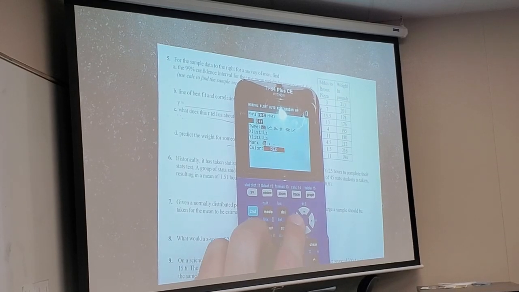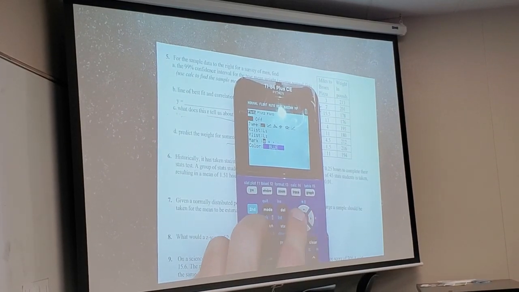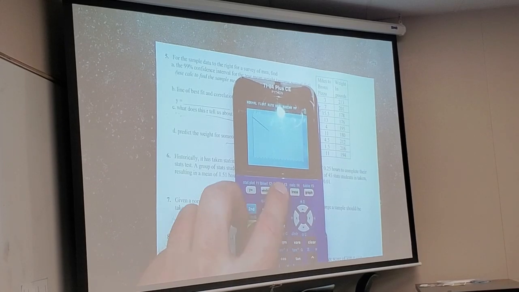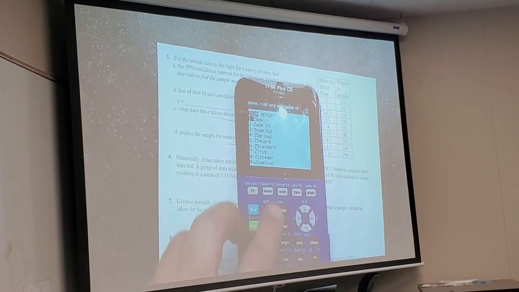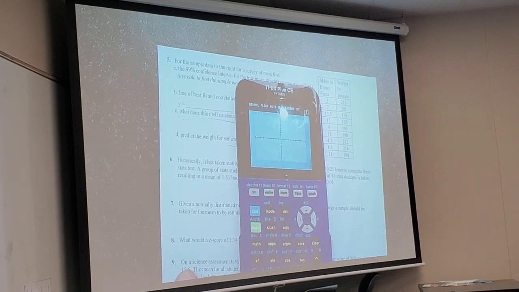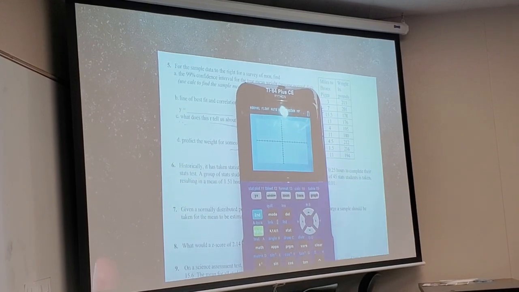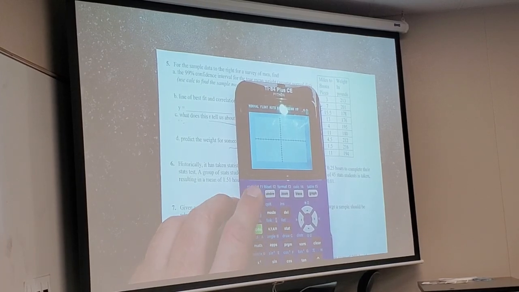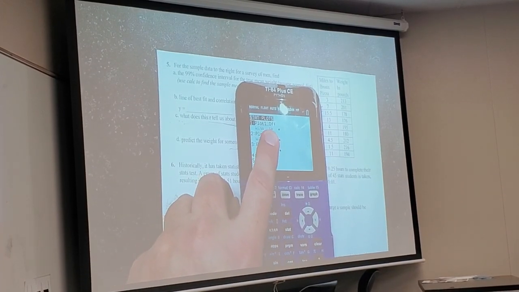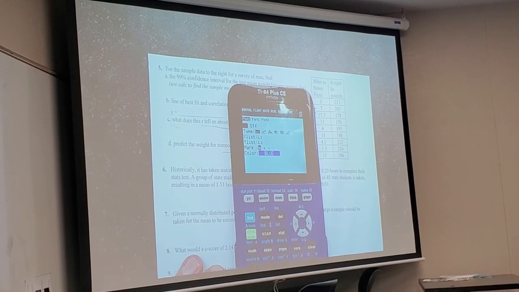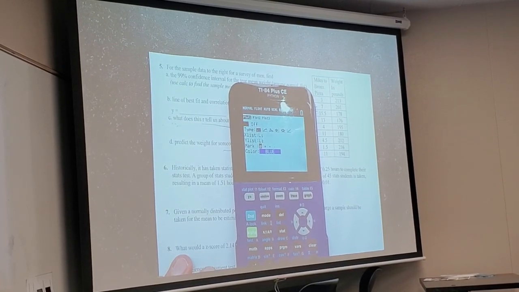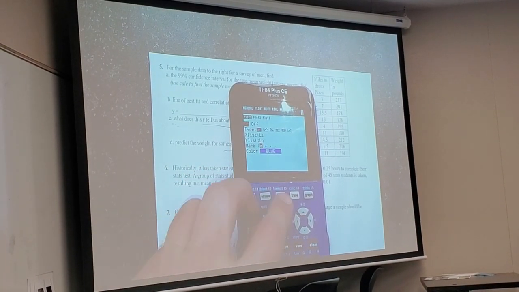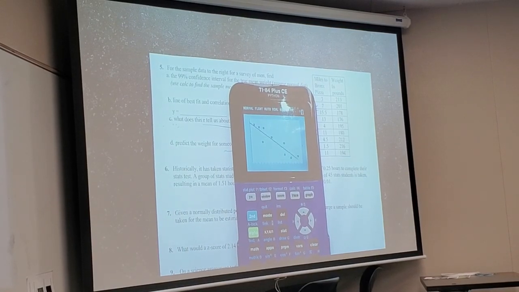Okay. So if you go to do zoom stat and you get something like this, just come up and tell me, right? That means you're borrowing your calculator from somebody where the stat plot wasn't turned on. That's all. If you remember how to turn it on, then turn it on. Make sure it's L1, L2. Now when you do zoom stat, you should find this.